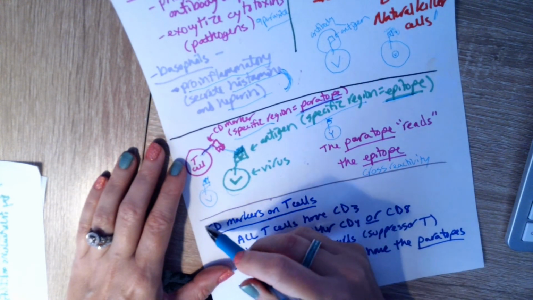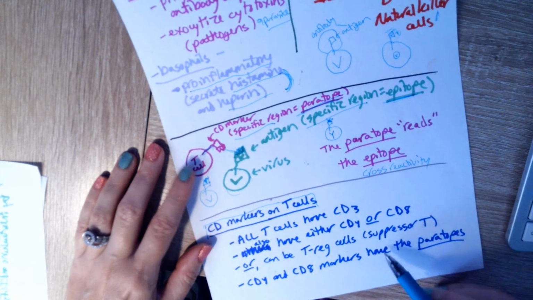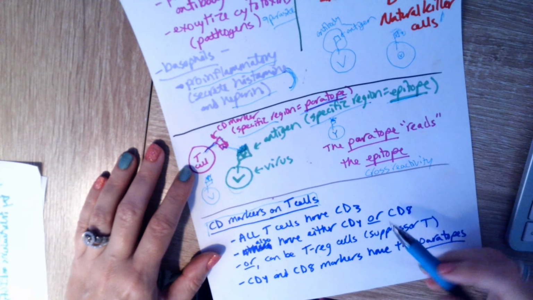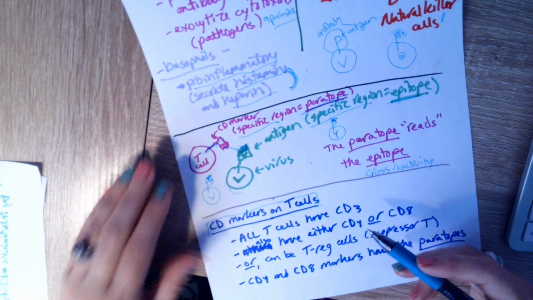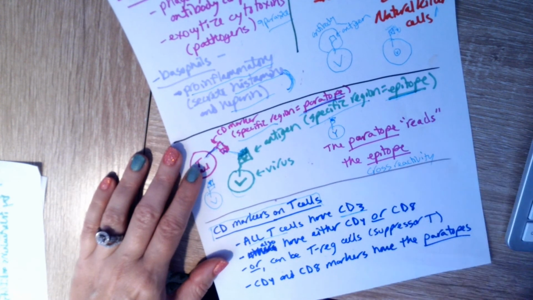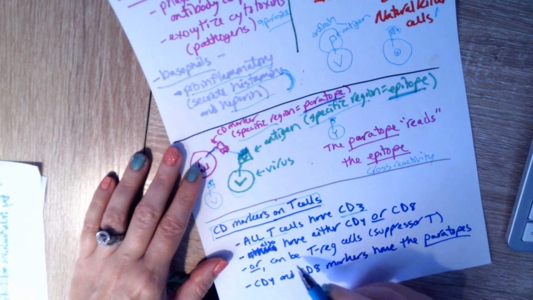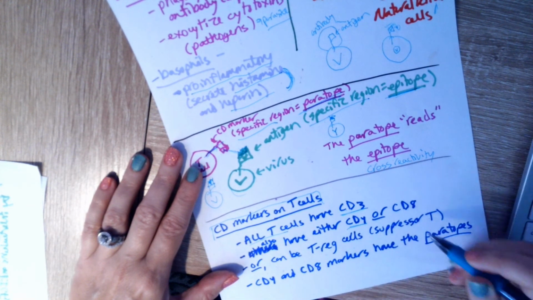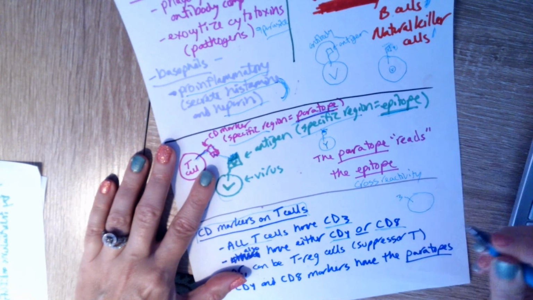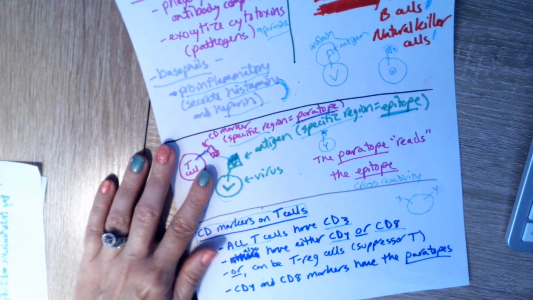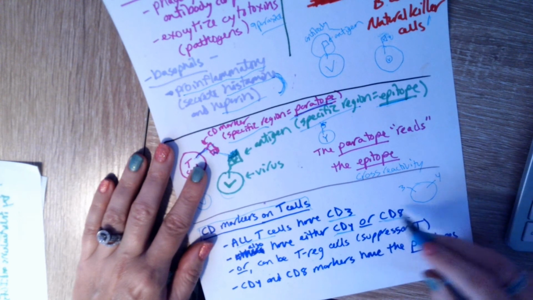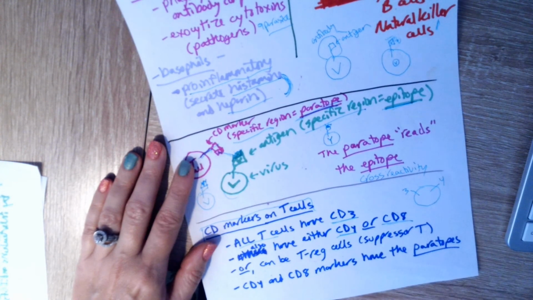Now, last thing to mention, the CD markers on the T cells. Not only do they have these paratopes, we also need to think about just what they are. They're on a lot of cells, not just on T cells, but all T cells have something called a CD3 marker. And then they're also going to have either a CD4 marker or a CD8. So if this is a T cell, there's a CD3, and then it might have, let's say, a CD4, or it could have a CD8. It won't have both a 4 and an 8. This is going to be important for how they respond when the paratope binds to the epitope.